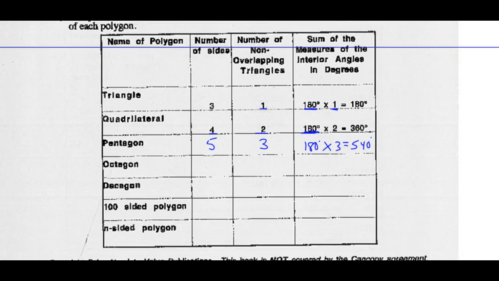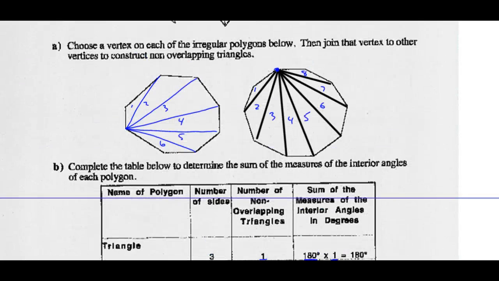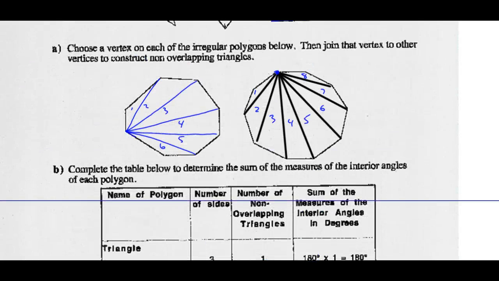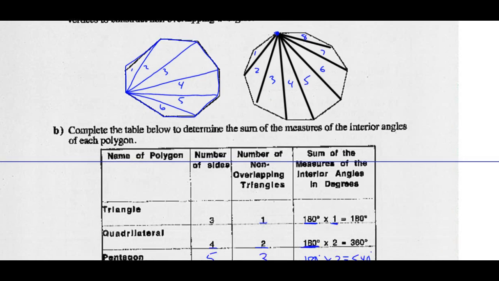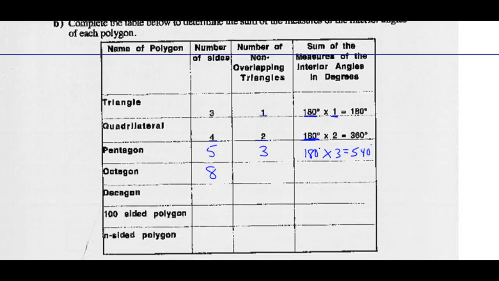An octagon has 8 sides. If you look at the 8-sided shape we drew up here, here's our 8-sided figure. 1, 2, 3, 4, 5, 6, 7, 8. In that 8-sided figure, we had 6 non-overlapping triangles. Each non-overlapping triangle has a measure of 180 degrees for the sum of the interior angles, and there were 6 of them. So 180 multiplied by 6 is 1080 degrees.